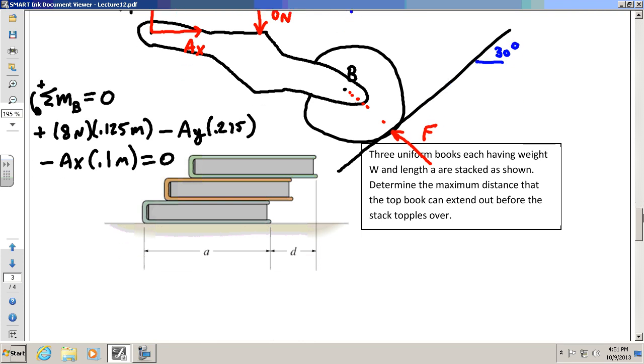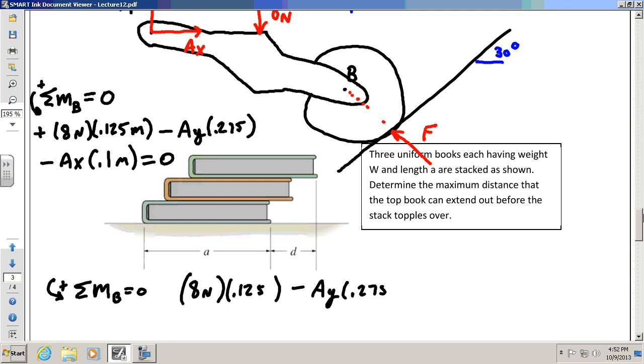I'm going to rewrite that equation down here just so you can see it. Sum of the moments about B equals 0. You've got 8 newtons times 0.125 minus AY times 0.275 minus AX times 0.1 equals 0.